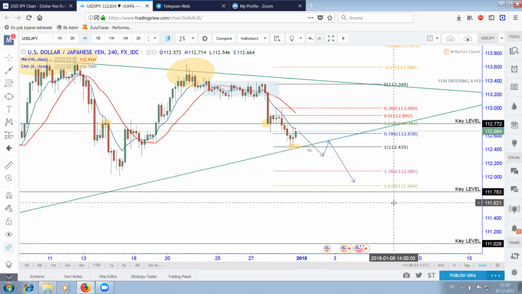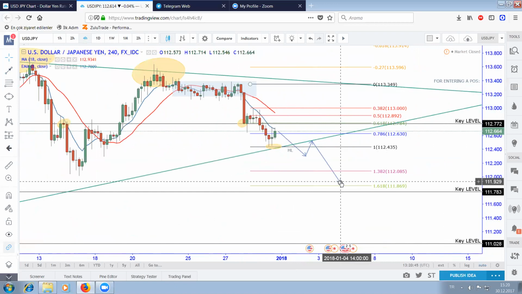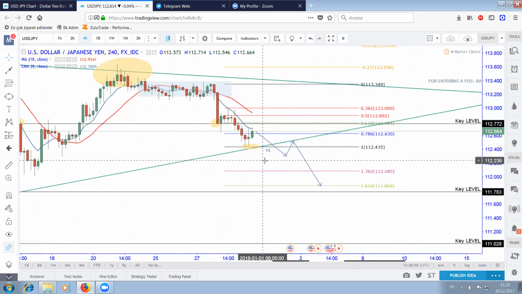Okay, so we have 111.60, 86, but our key level is also 111.60, so 5 pips. So you can put your take profit here for 5 pips.